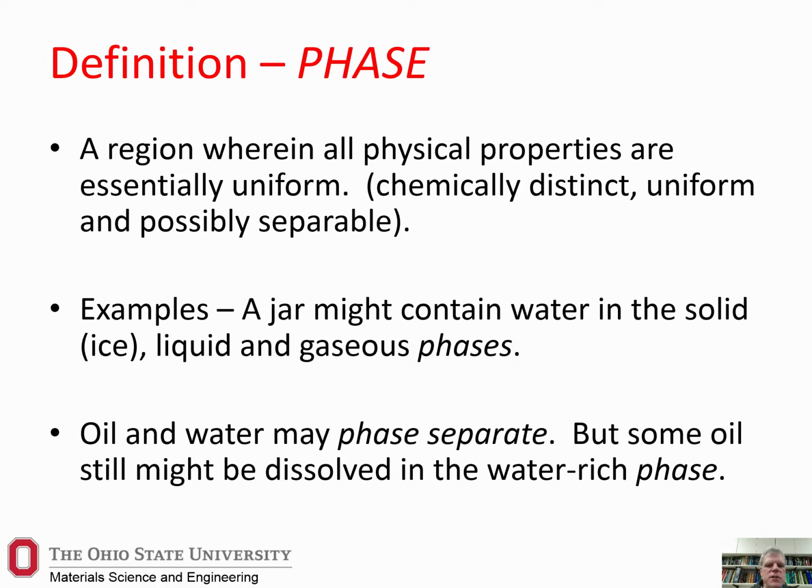So again, the definition of a phase, I've mentioned it quickly before. It's a region where all physical properties are essentially uniform, and that means they're chemically distinct from what's around it. As an example, you might have a jar that contains water in the solid state and in the liquid state. So ice would be a phase, liquid water would be another, and if there's water gas above it, that would be another phase. Oil and water, if you heat them up, might be all together in chicken soup, or as you cool it down, they phase separate.